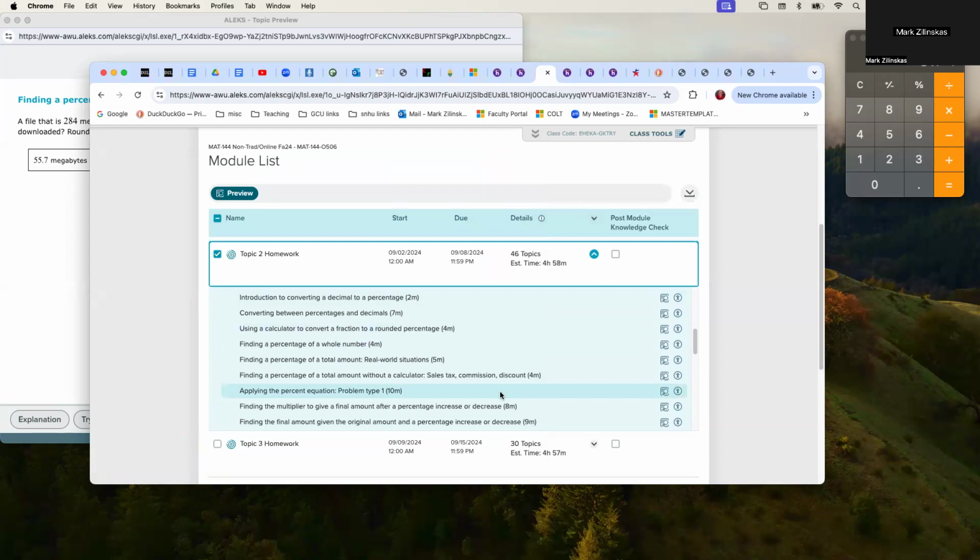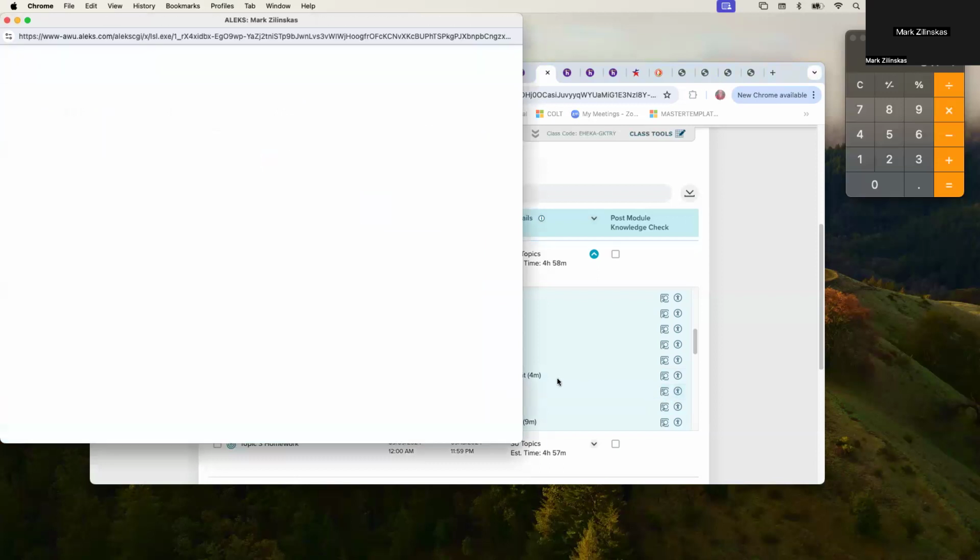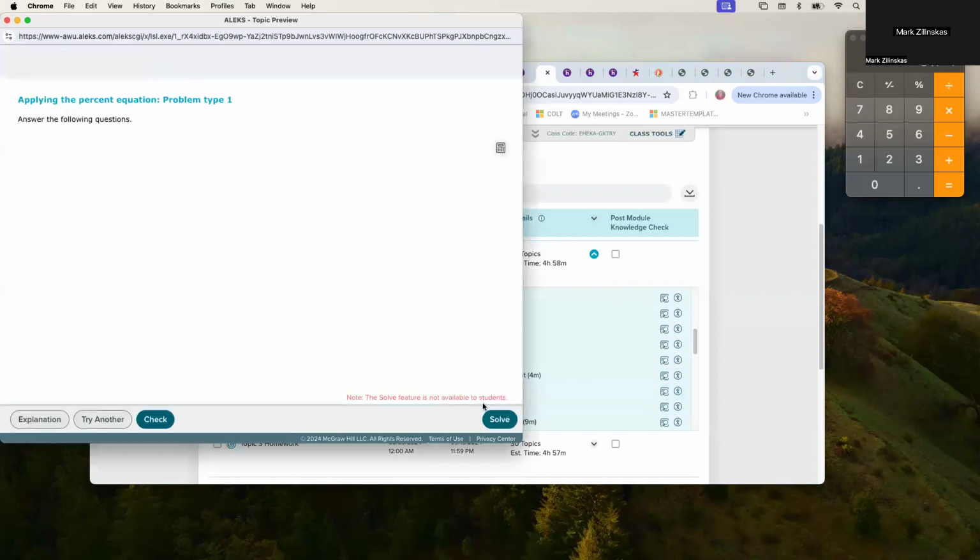Here is a problem that is maybe a little bit more involved. Again, we have these words "of," which generally means multiply when you're dealing with problems of this nature, and "is" means equals.